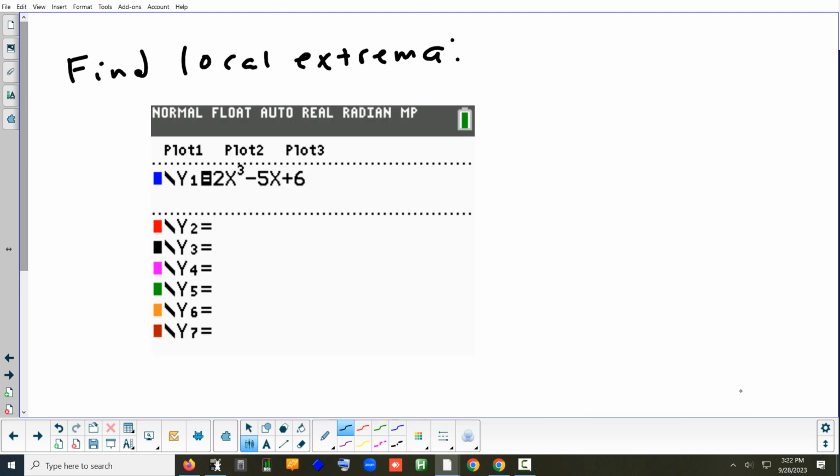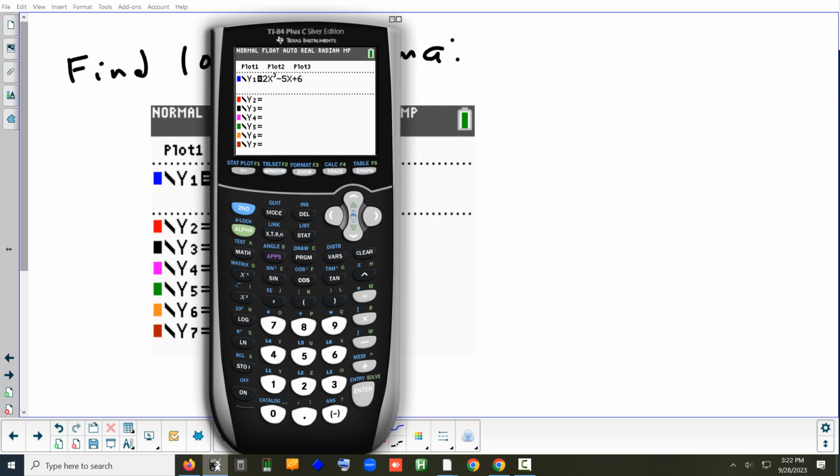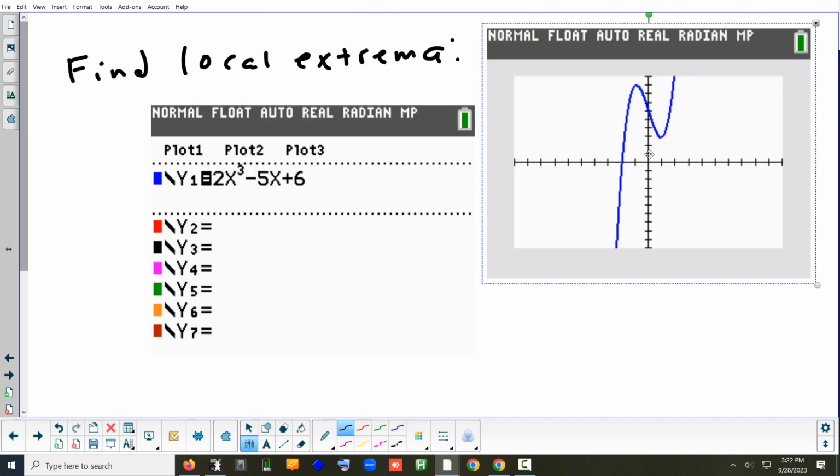All right, so this one now, we're going to find the local extrema of 2x cubed minus 5x plus 6. When I ask for local extrema, what are the two things I want you to find? The local min and local max. So for that, we use the calculator. There is our sketch. So we definitely have a local min and a local max.